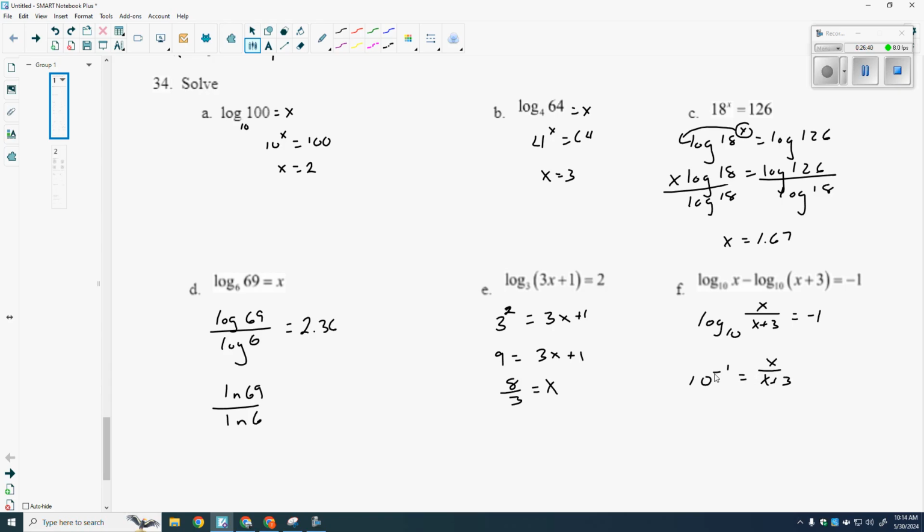There's a couple ways of doing this. I can go to a decimal and multiply by the denominator and all that kind of stuff. I'm going to think about it like this. Change this to 1 over 10, because 10 to the negative first power means 1 over 10. And I'm going to cross multiply. 10 times x equals 1 times x plus 3. Subtract, 9x equals 3. Divide, x equals 3 divided by 9, which is 1/3. You could have made this a 0.1, multiplied both sides by x plus 3, and solved it that way. Either way is fine.